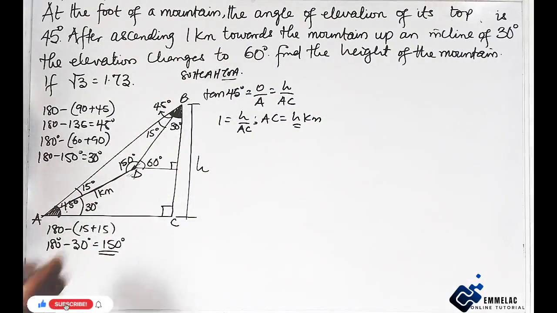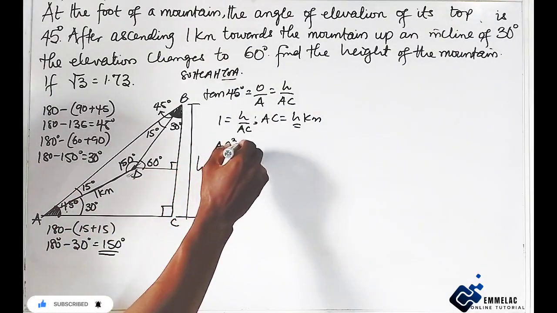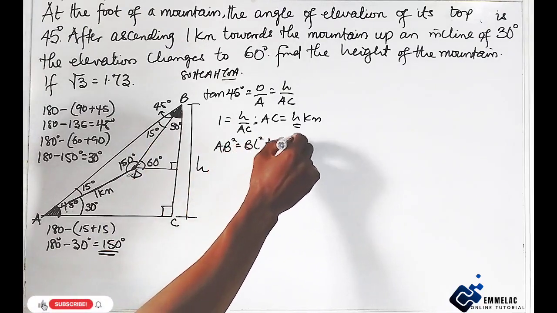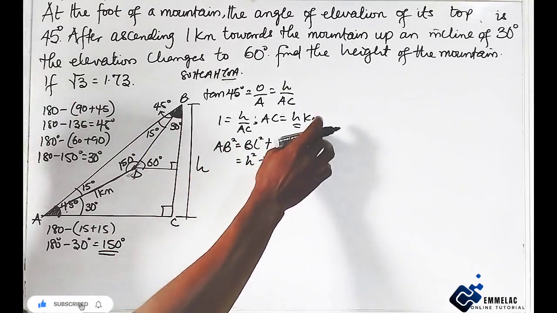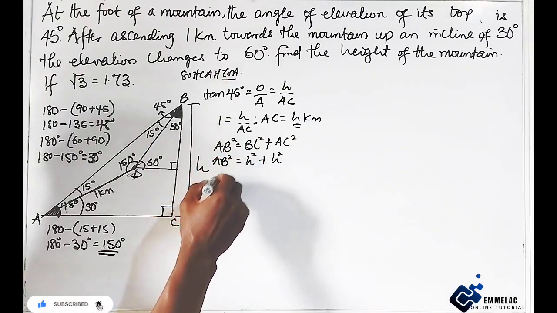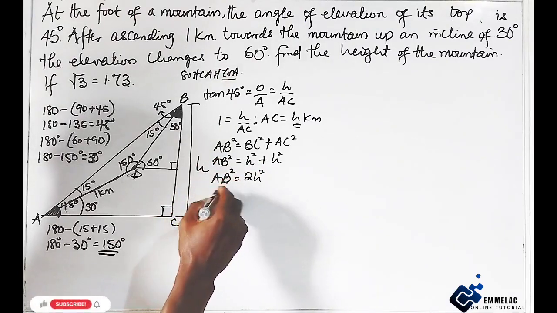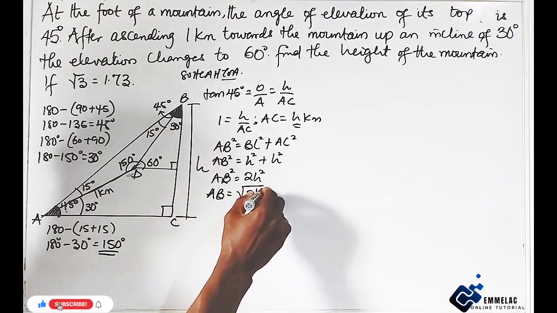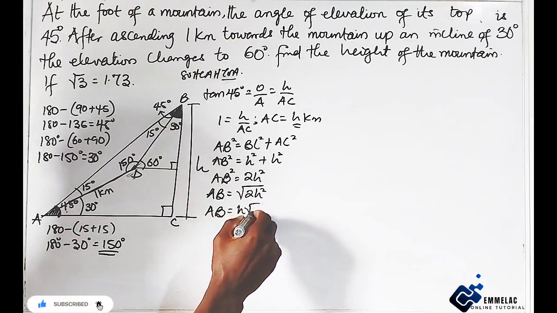Alright, so now let us find AB. And AB, using Pythagoras theorem, we have AB squared equals BC squared plus AC squared, and BC is our H already, plus AC, which is also H, which I've gotten. So AB squared will now give us 2H squared. Now taking the square root of both sides, we have that AB will now give us the square root of 2H squared. AB will now give us H, the square root of what?